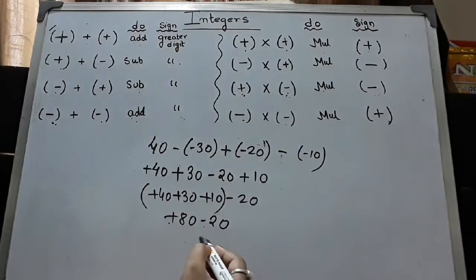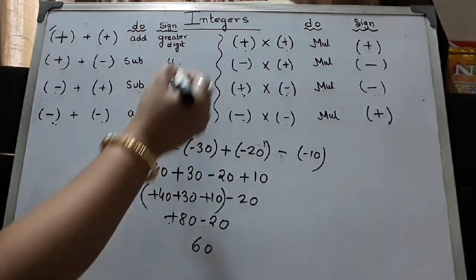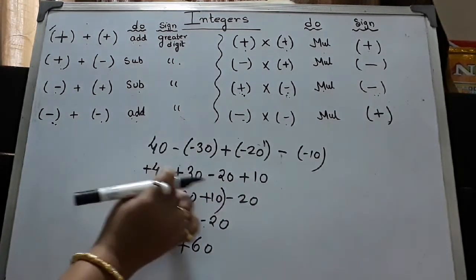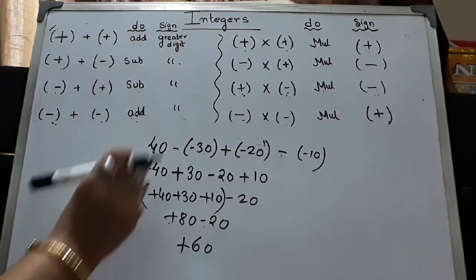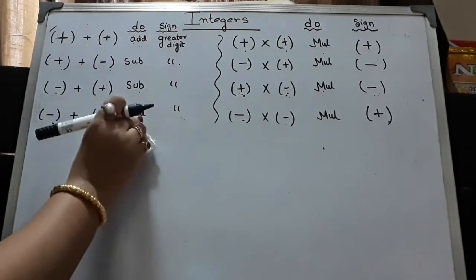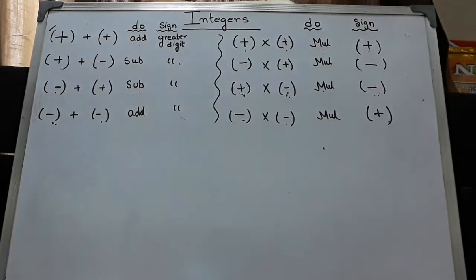Think in your mind and do the subtraction. What sign to put? The greater digit's sign. Plus 60. I think it is very interesting. Plus 60. So you are doing multiplication also, addition also, subtraction also, everything you are doing here. So you just have to remember these 8 signs. These signs are very much important. You can make a diary as a formula diary and note down all these signs. If you are clear with these signs, you can do any sum.